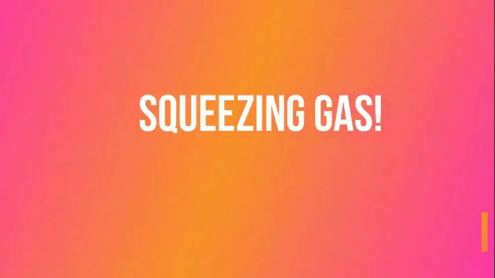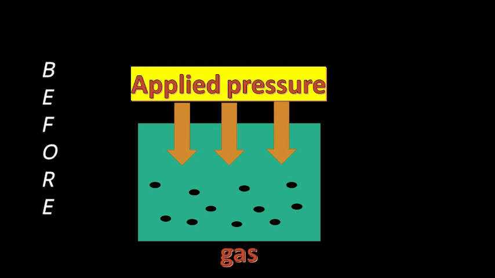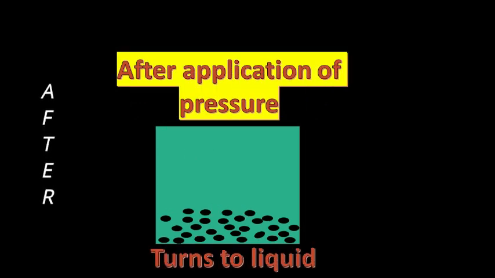Squeezing gas. So how does gas turn into liquid? In this example, I am going to show you how. Instead of temperature, we are going to apply pressure. Applying the right amount of pressure makes the molecules of gas compress together. And when it is close enough, the gas changes into liquid.